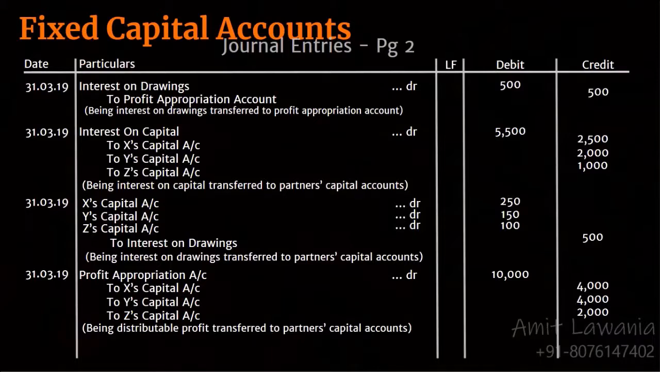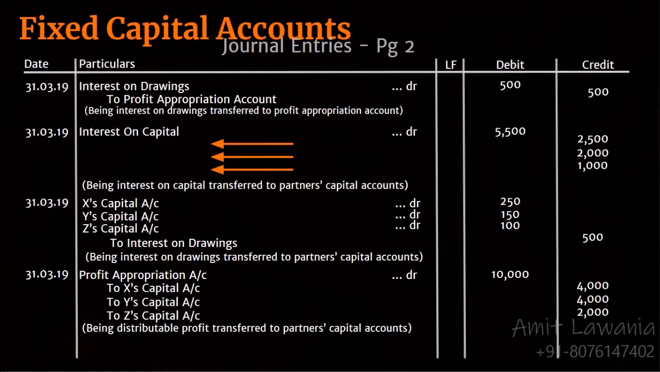Now, turning on to page 2, we find that the first entry does not involve the capital accounts of partners, so we do not change anything there. But in the second entry, we will have to change the entries from capital accounts of the partners to the current accounts of X, Y, and Z. So the interest on capital is now transferred to the current accounts.